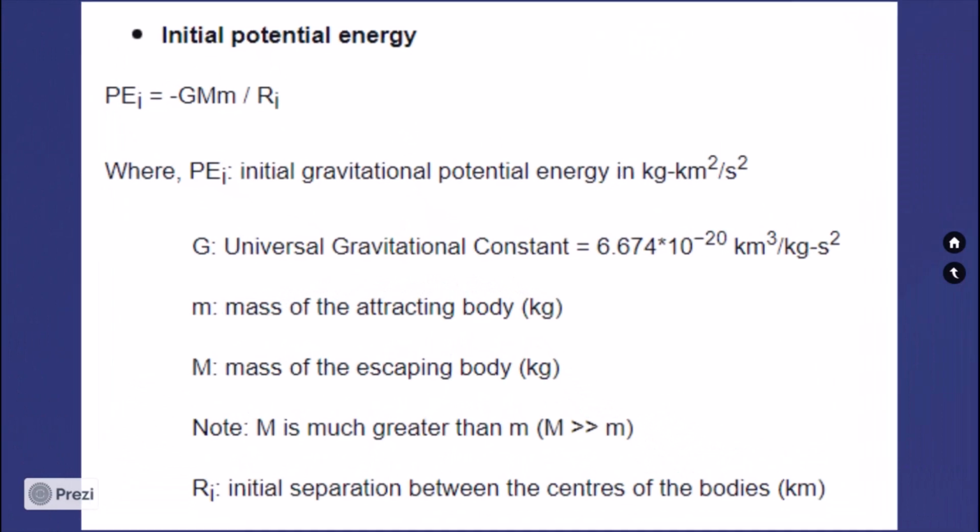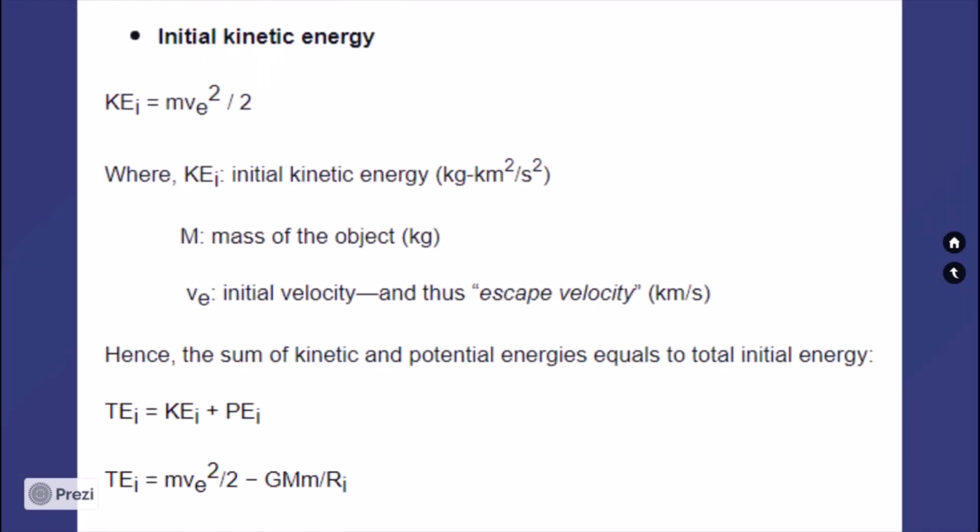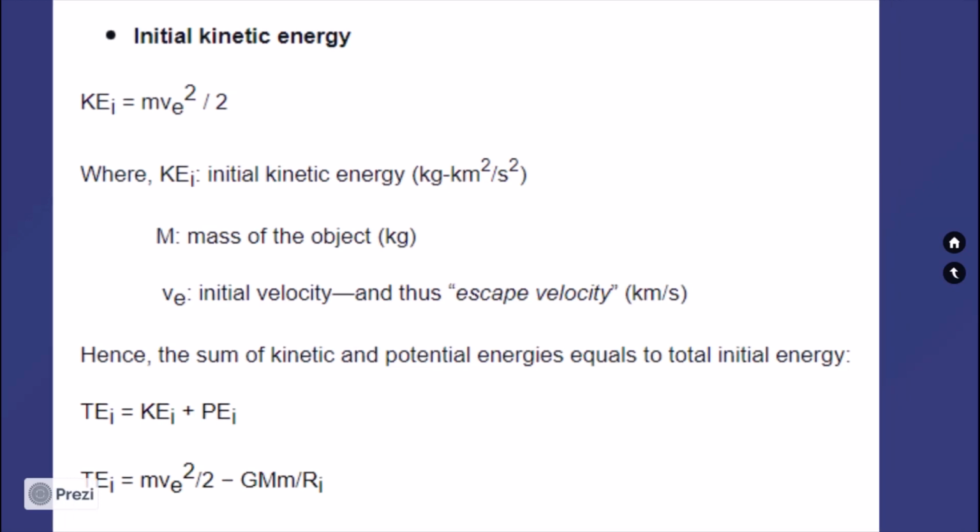Let a body move from Earth's surface to infinity. So its initial potential energy would be minus G m1 m2 by ri, and its initial kinetic energy would be half m ve square. Thus the total energy would be the sum of the kinetic and potential energy of the body on the Earth's surface. It is half m ve square minus G m1 m2 by ri.